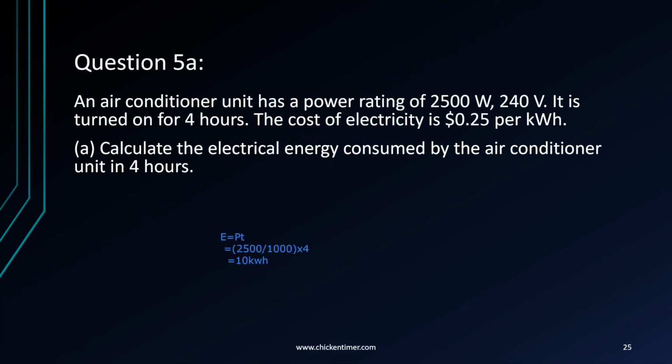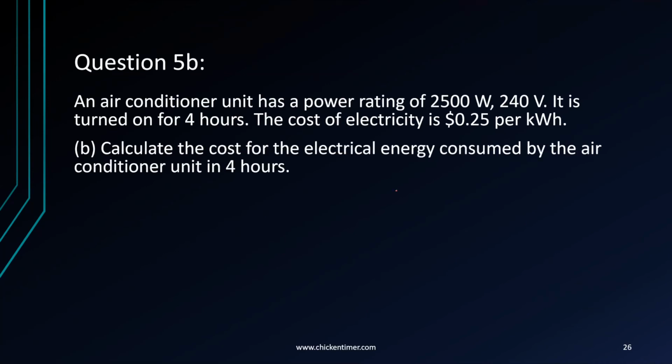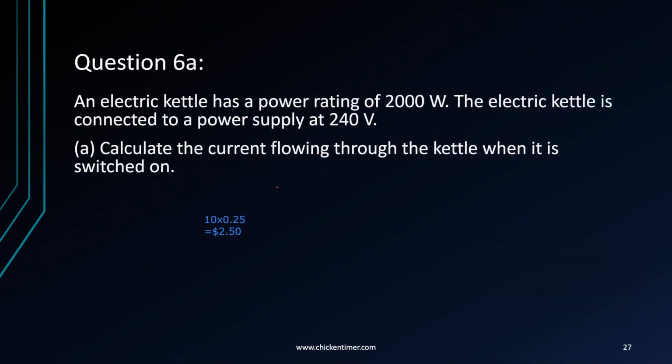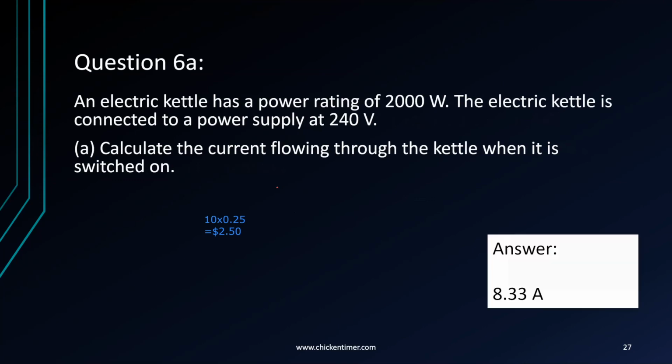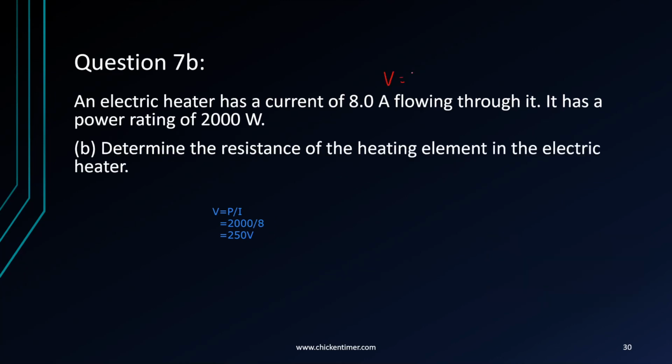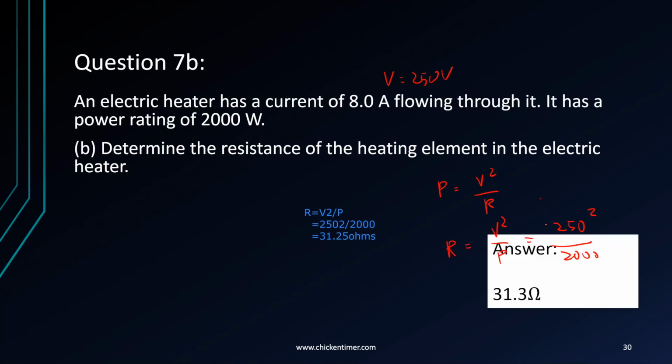Power over time, power times time. Power is that, times 4 hours. It was 10 kilowatt hour. So you can do this on your own. I think it's more or less okay. Power divided by, okay, V equals 250 volts. Determine the resistance. Power is this. You are using this formula, right? Like that, right? Yes. Yep, 3SF.